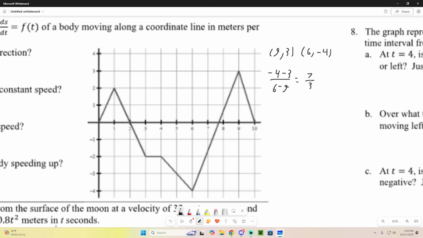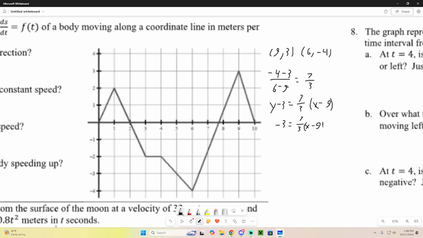Now that we have the slope of this line, we're going to find the equation for this line using point-slope form. I'm going to use the point 9, 3. We have y minus 3 equals 7/3, which is our slope, times x minus 9. This is the equation of this line right here. To find this point, we know the y is 0 at this point, so we set y to 0 and solve for x. We get negative 3 equals 7/3 times x minus 9.